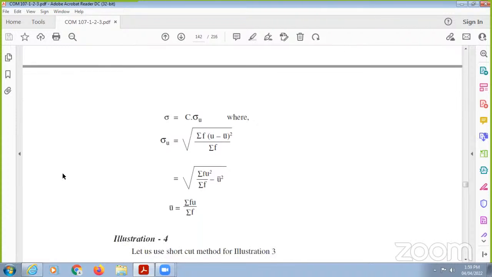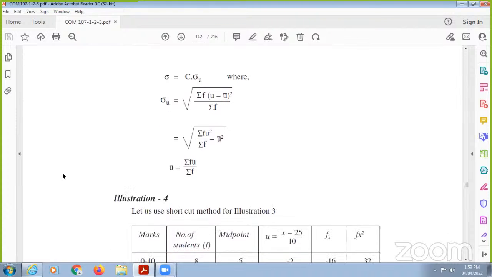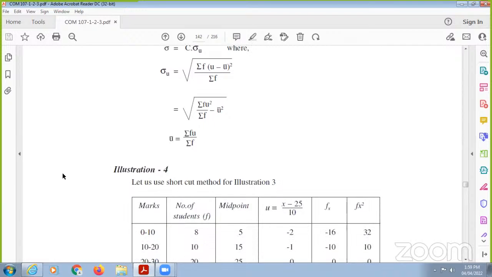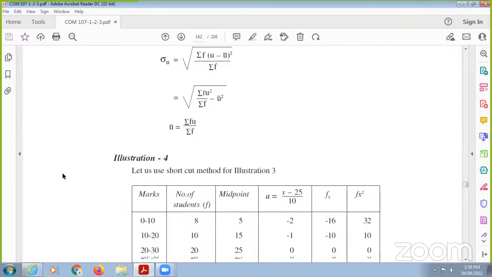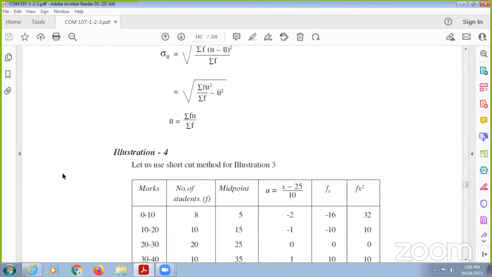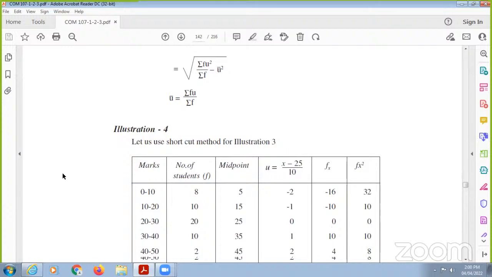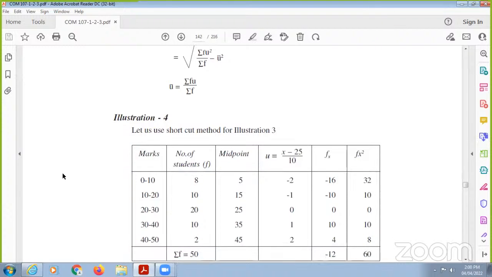The example here is given. The shortcut method is also given here. Marks 0 to 10, number of students 8; 10 to 20, 10; 20 to 30, 20; 30 to 40, 10; then 40 to 50, 2. The total is 50. Now we have to take the midpoint also. Midpoint is 5, 15, 25, 35, 45. Assume mean 25, here u is equal to x minus 25 upon 10. Here minus 2, then minus 1, 0, 1, 2.